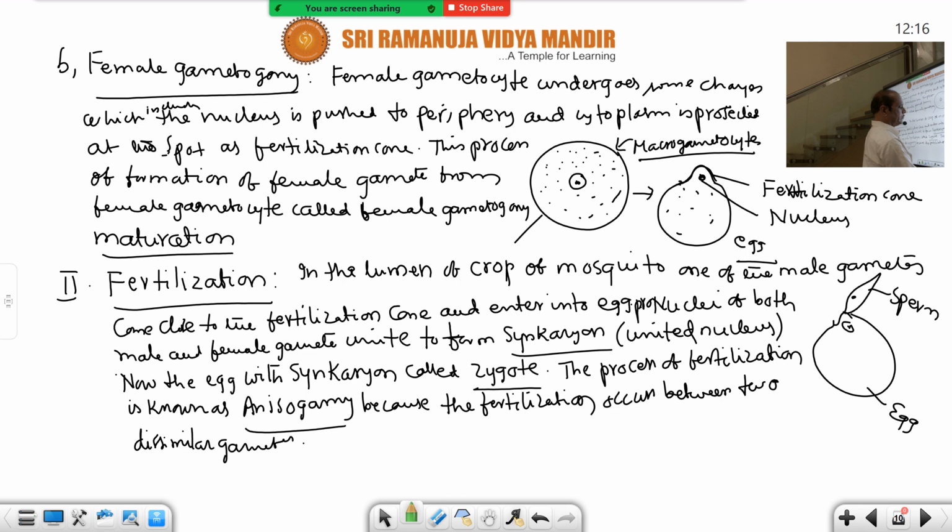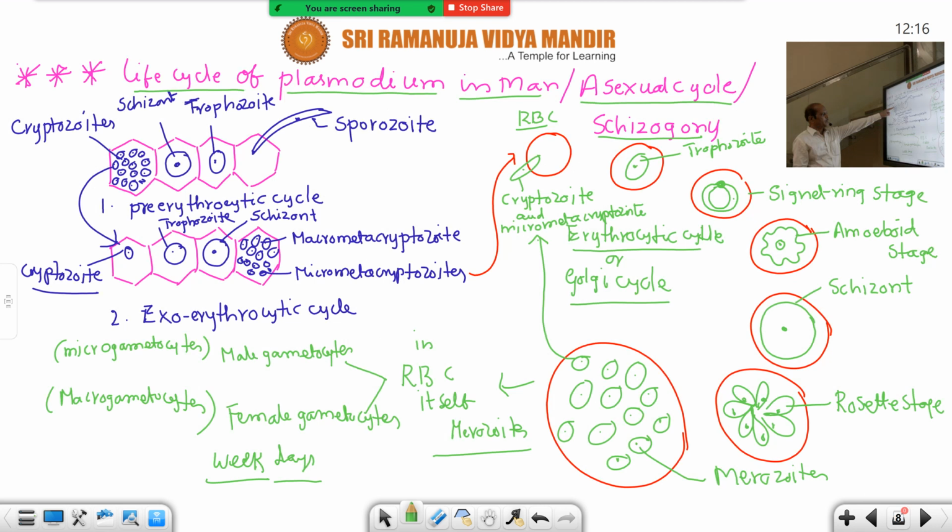You see this diagram: pre-erythrocytic cycle, exoerythrocytic cycle. This is pre-erythrocytic, this is exo-erythrocytic, and then merozoites, cryptozoites and metacryptozoites attack the RBC. All these brick red colored cells are RBC, in which the parrot green colored stages are there. All stages of the Plasmodium in the RBC: trophozoite, signet ring, amoeboid, schizont, rosette, merozoites. So this diagram is the life cycle of Plasmodium in man, the asexual cycle, and the diagram drawn by me is the life cycle of Plasmodium in mosquito.